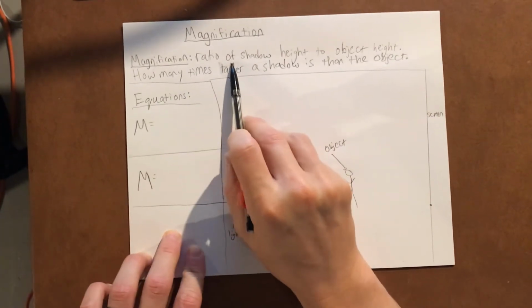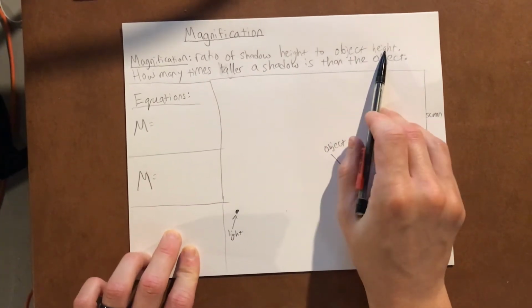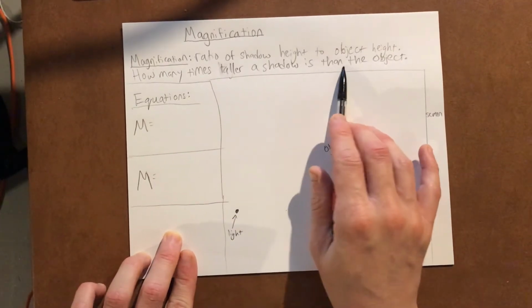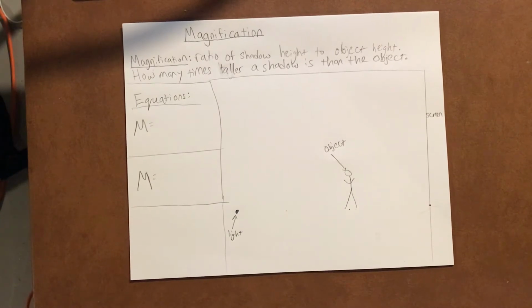It's the ratio of shadow height to object height. Or in other words, how many times taller a shadow is than the object. The shadow we're going to be referring to as the image sometimes in this video. So create some space to fill in some equations and more space to draw a diagram, probably like a half or a third of a page for your diagram. All right, so take some time to write that down right now.